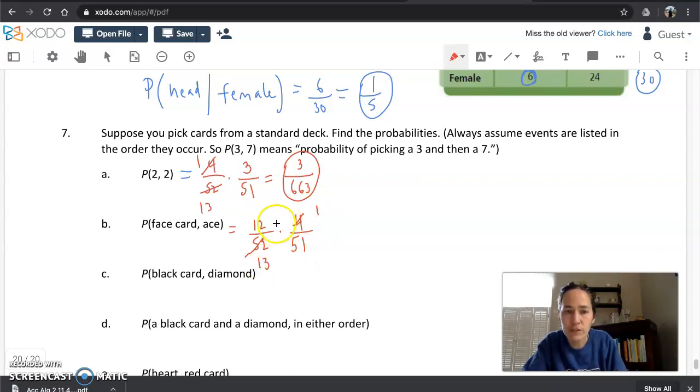And actually 12 and 51 share a common factor of 3. 3 goes into 12 4 times and into 51 17 times. So in lowest terms, you are getting 4 on top, 221 on the bottom.